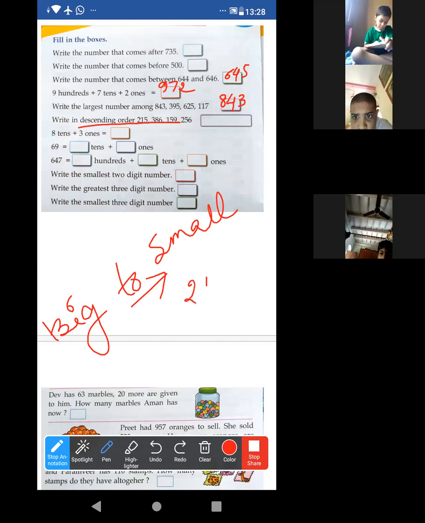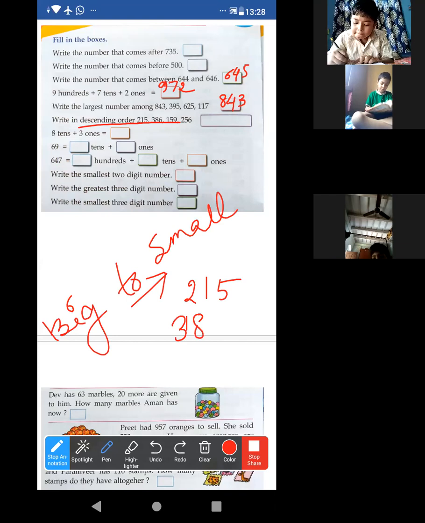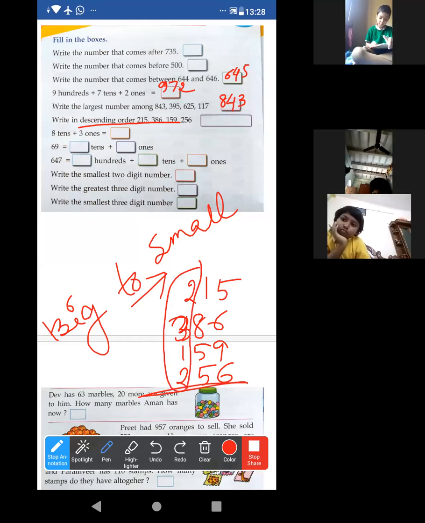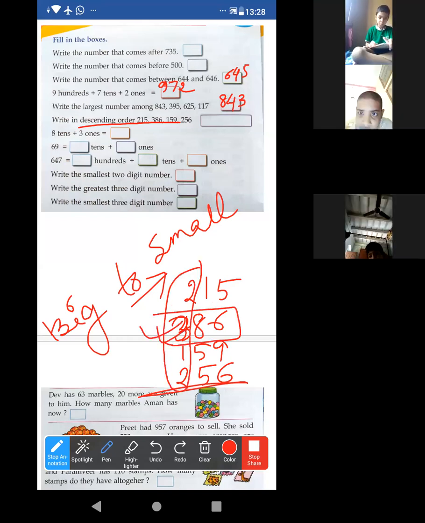Now, what are the numbers? Look, 215, 386. Okay. Next one, 159. Next one, 256. Just look at this. Which one is the greater one? First, we have to find. Look at the hundreds place. It is 3, na? So definitely this one is the first, greatest number. Yes.